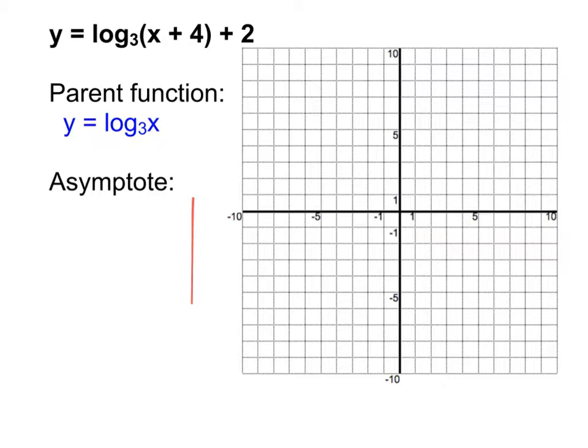Okay, so which number moves it left or right, the 4 or the 2? It's got to be the one in with x. So yes, it is the 4. So the 4 is moving it sideways. That means that's moving our asymptote. Which way does a plus 4 move it? Left, yes. And since this moves my whole graph left 4, my asymptote is going to be at negative 4. And vertical means x equals, so it's x equals negative 4. Go ahead and draw that in on your graphing grid.